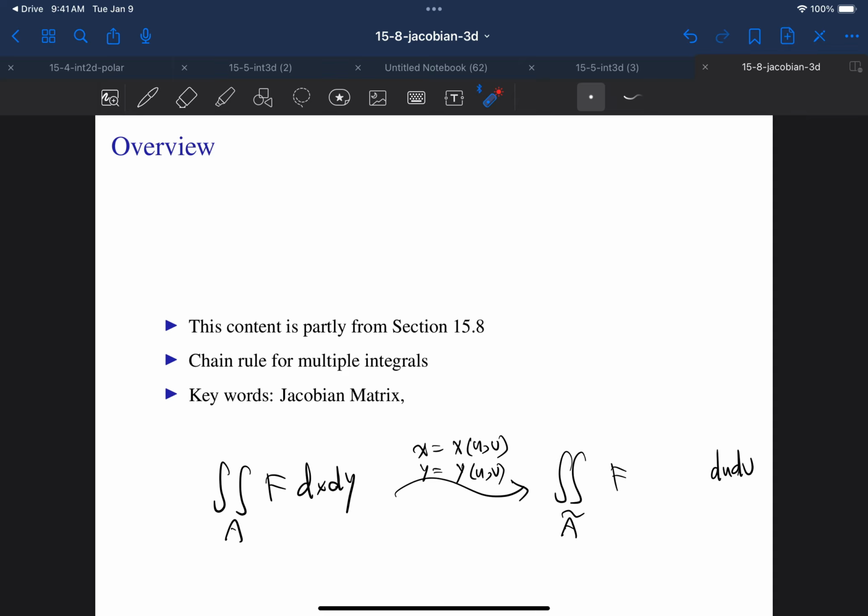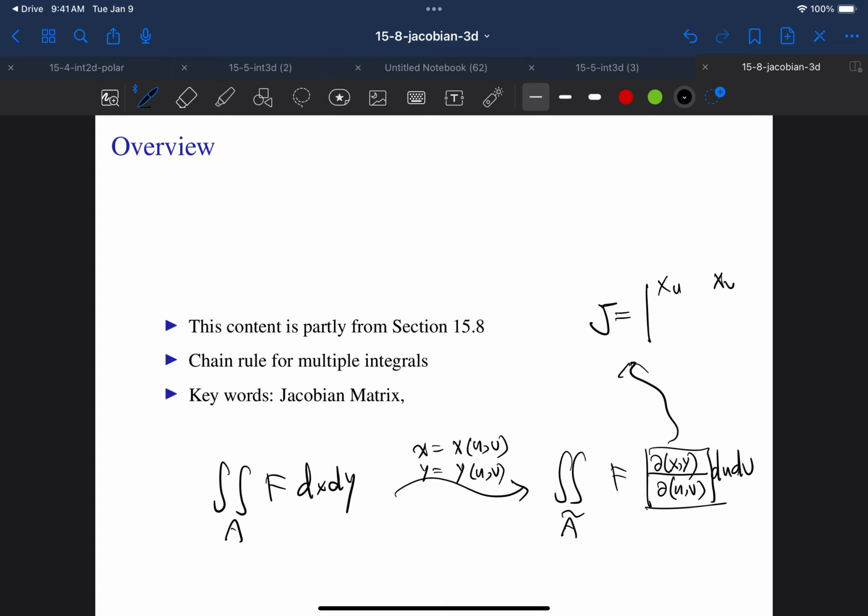But the crucial part is dx dy. It is not just du dv. After the transformation, it becomes the Jacobian, which is given by partial (x,y) over partial (u,v), and this is sometimes called the Jacobian. It can be computed as the determinant of the 2 by 2 matrix with entries x_u, x_v and y_u, y_v. The determinant of a 2 by 2 matrix is simply the product of the diagonal minus the product of the anti-diagonal, these two numbers.